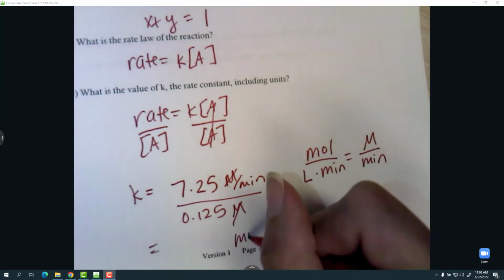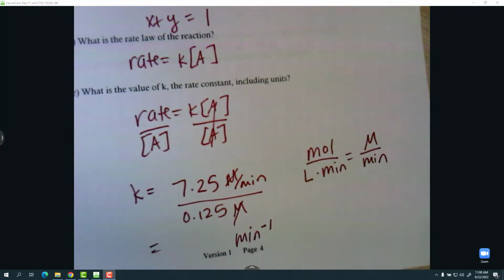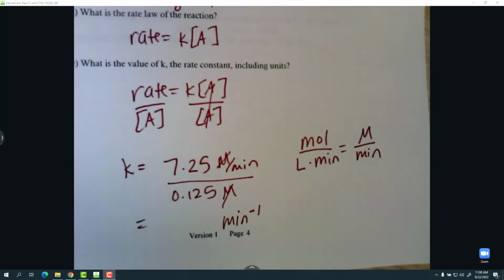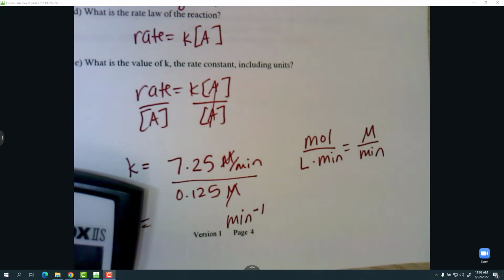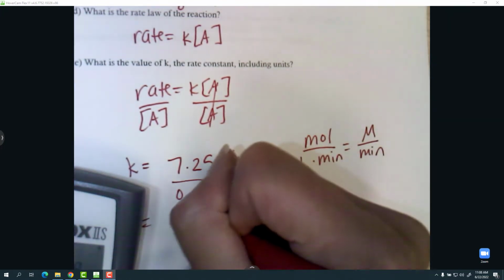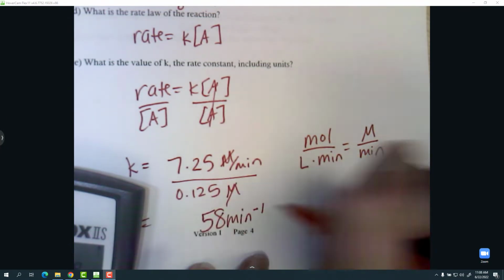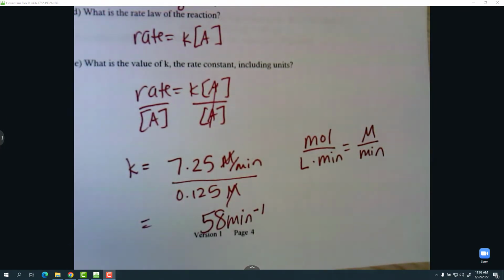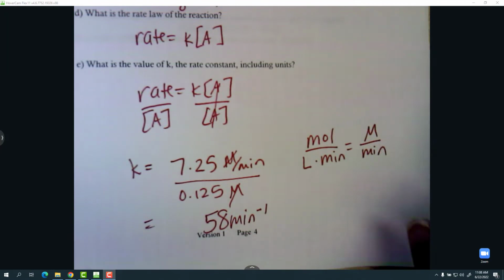My answer will be an inverse. Usually it's an inverse seconds for a first order reaction. It will be an inverse minutes this time, which is totally fine as long as it's a time unit. Actually, I'm looking at the answer key as I go, and that is wrong on the answer key. So let me make a note to myself to fix that, but it should be inverse minutes, not seconds. And that's it for page 4.